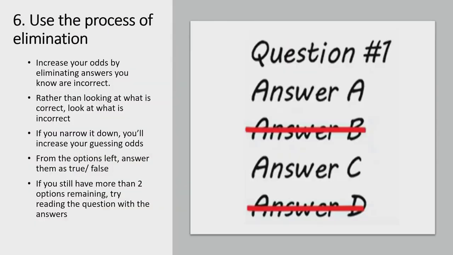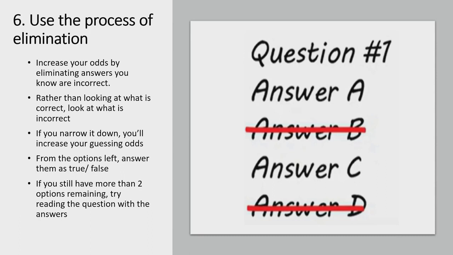Strategy number 6. Use the process of elimination. This increases your odds by eliminating answers you know are incorrect. So, after you read your stem, read the options, and the immediate options that are incorrect, delete or eliminate them. Rather than looking at what is correct, look at what is incorrect first. If you narrow it down, you'll increase your guessing odds.